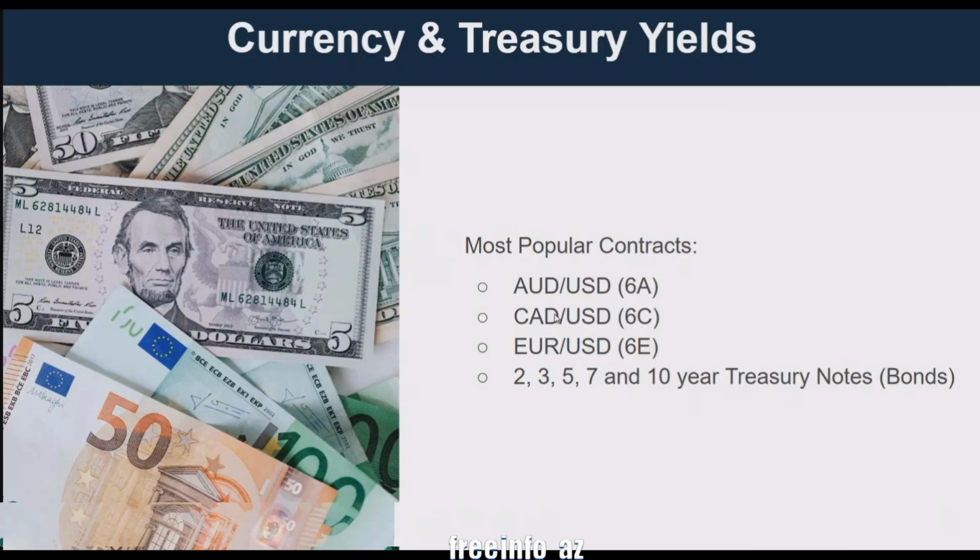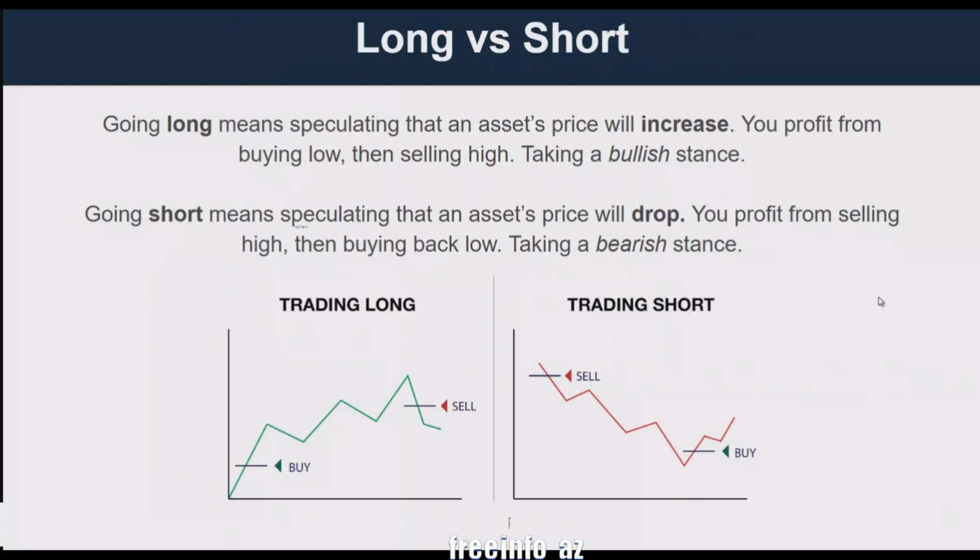Currency and treasury yields. You have the Aussie dollar, and you have a few different examples here as well. Canadian, euro, 2, 3, 5, 7, and 10-year treasury notes. You can trade futures on all this stuff.